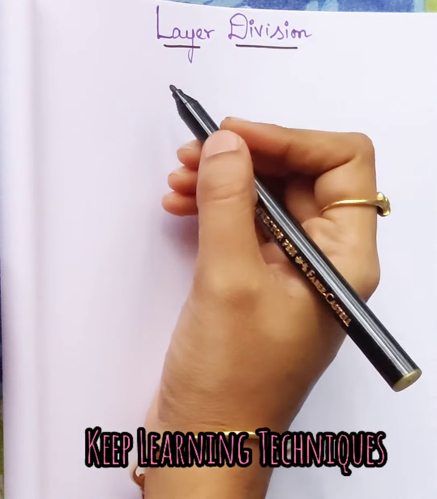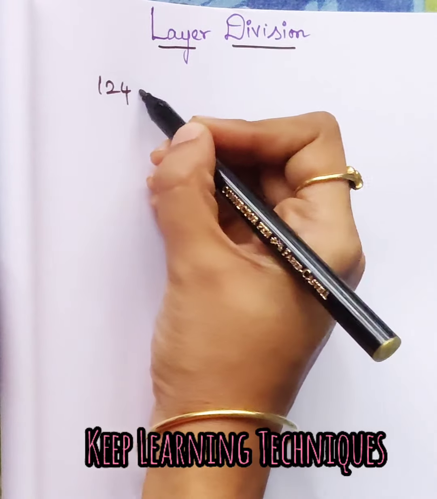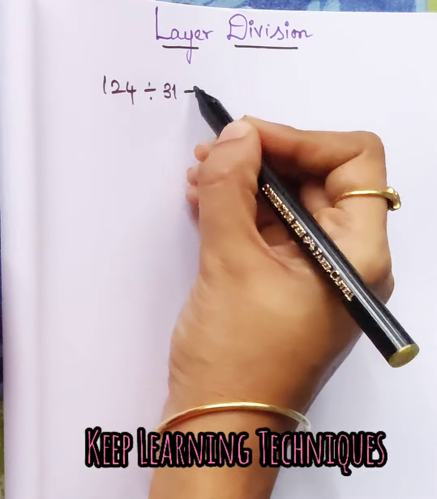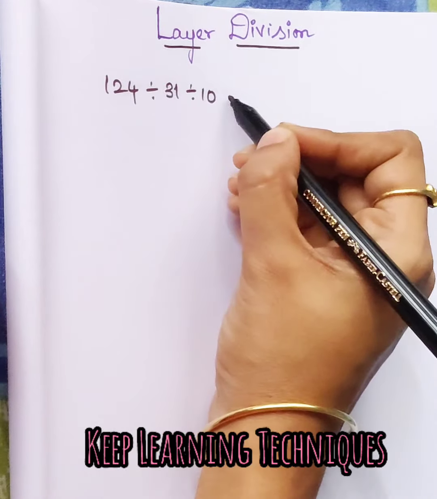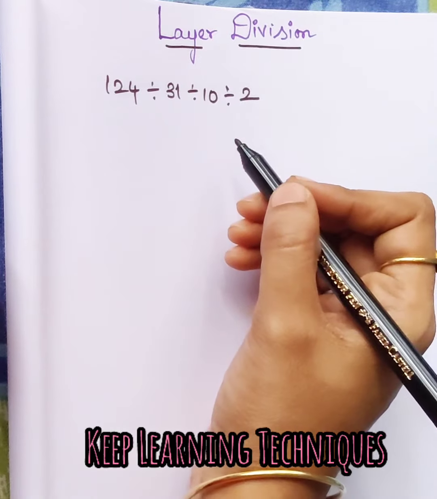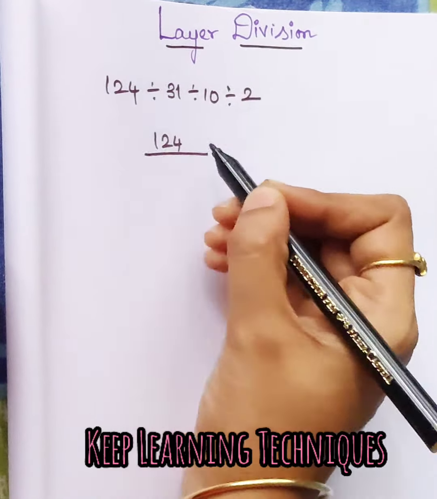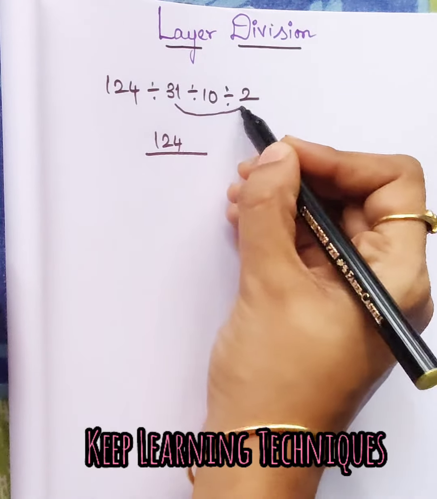So what is layer division? The layer division should be like this: 124 divided by 31 divided by 10 divided by 2. So this is the layer division. Here we are going to follow a simple technique. 124 divided by, we have to multiply these three numbers.